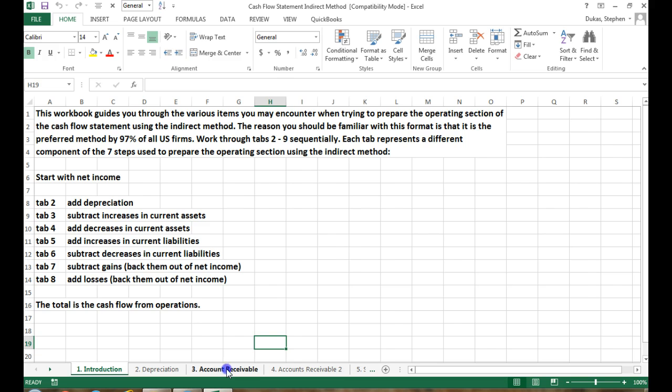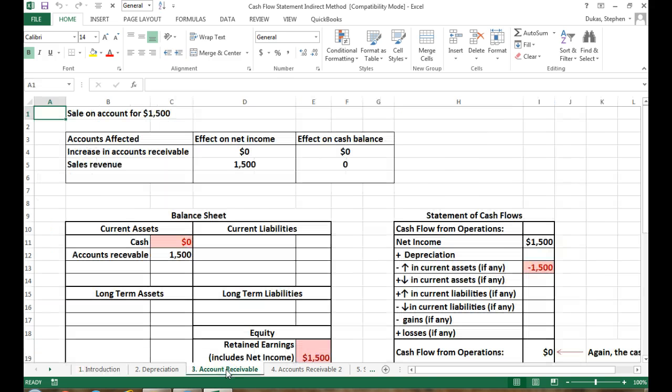Now let's look at current assets. A common current asset is accounts receivable. If we have a sale on account, the two accounts affected are accounts receivable and sales revenue. It's a debit to accounts receivable and a credit to sales revenue. Notice cash, again, is not affected. Because of the sales revenue, net income is increased by $1,500. So that sales revenue wasn't associated with a cash inflow.